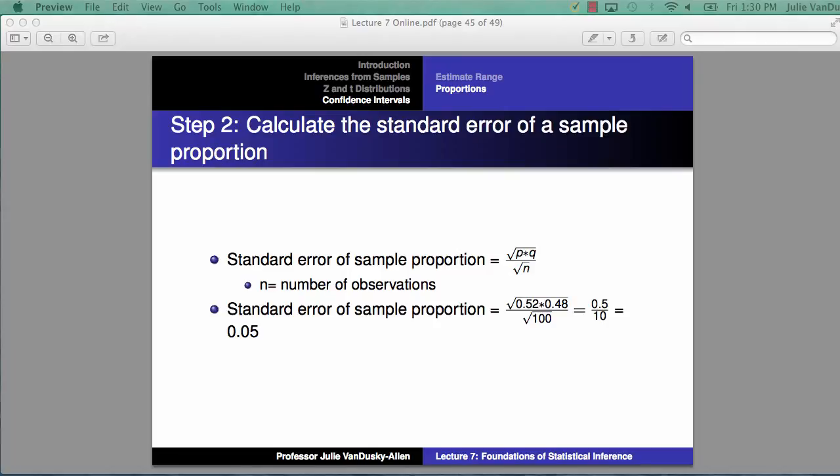Next, we calculate the standard error of the sample proportion. The standard error of the sample proportion is the square root of P times Q, and that value divided by the square root of the number of observations. So in this case, the standard error of the sample proportion is the square root of 0.52 times 0.48, and that value divided by the square root of 100, which is 0.05.